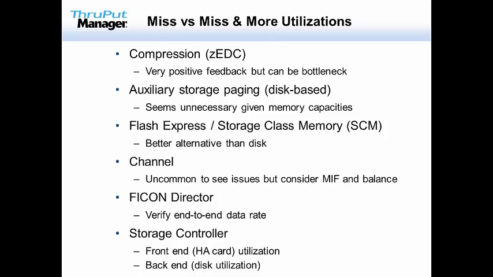Finally, just touch on a couple of other areas here. What's a miss versus a miss? I've already talked about cache misses within the CPU, within the local CPU caches. Well, I can have a miss that has me go out to auxiliary storage, paging. Does anybody page anymore? I thought it was gone, but occasionally I still see disk-based paging. Given 10 terabytes that you can get in a Z13, it does seem unnecessary.